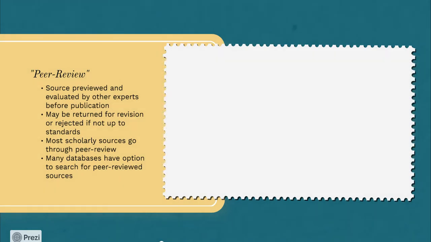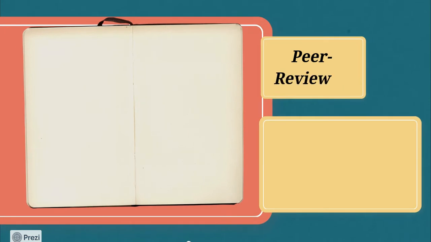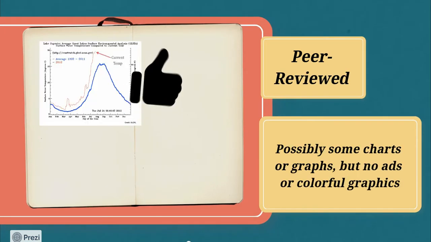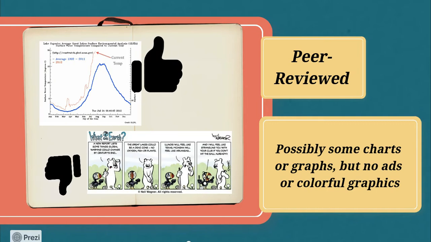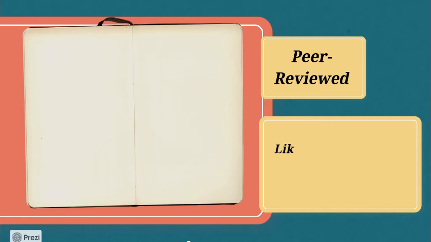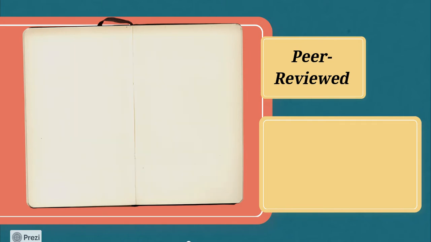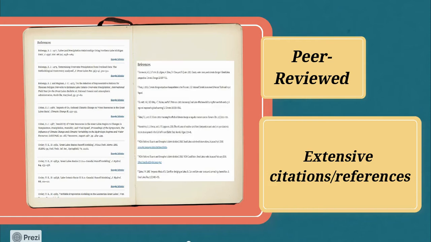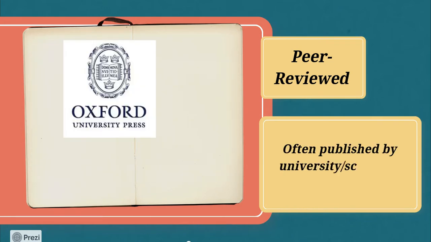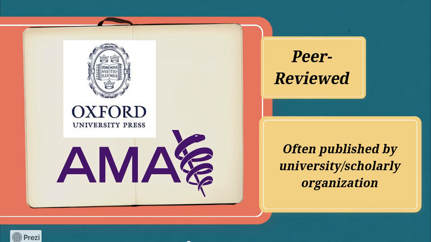There are a few other characteristics of scholarly sources you may notice as you read them. First, they may have some charts or graphs, but usually no ads or color graphics. They may have vocabulary that is very technical or specific to the field. There are lots and lots of citations and references. And they're often published by a university or scholarly organization.